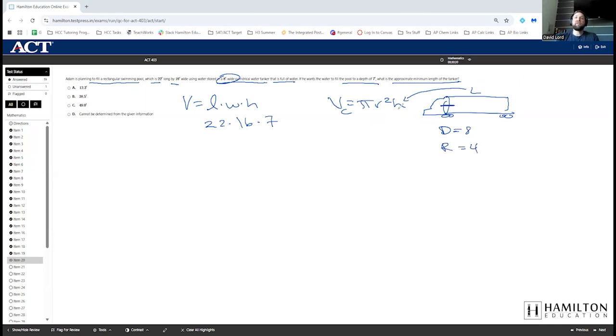All right, now I think I have a clear plan of attack. I'm going to set the two expressions equal to each other. So 22 times 16 times 7 is equal to pi times 16, because 4 squared, times h, or the length in this case. Well, really quickly, the 16s cancel off, and then 22 divided by pi is about 7. 7 times 7 is 49. So I don't think it's A or B. Well, let's check the calculator. 22 divided by pi times 7. Yeah, it's 49.01. So C is the right answer.